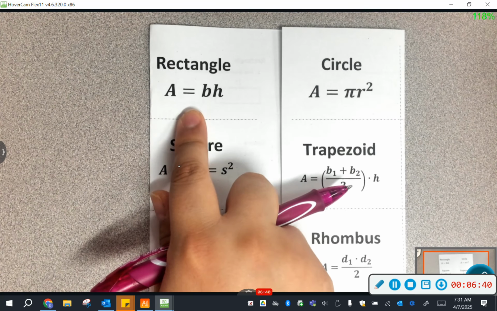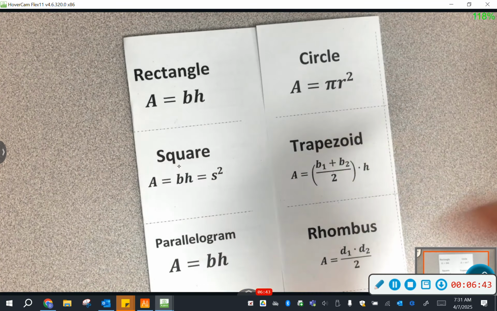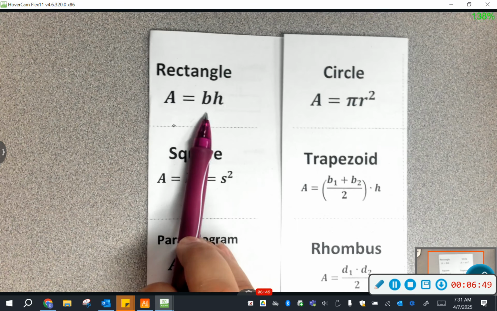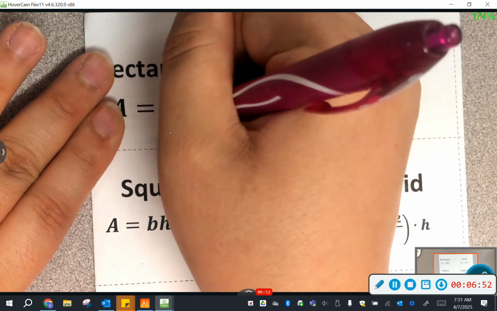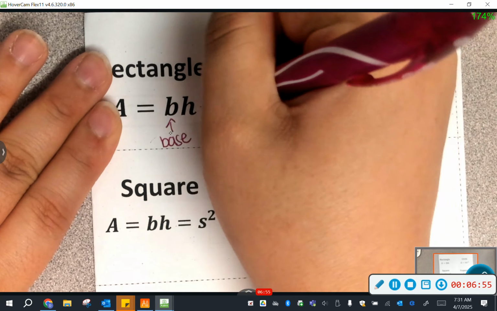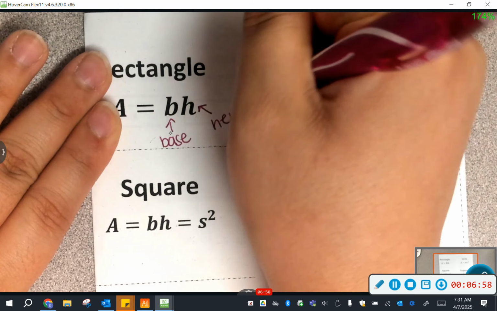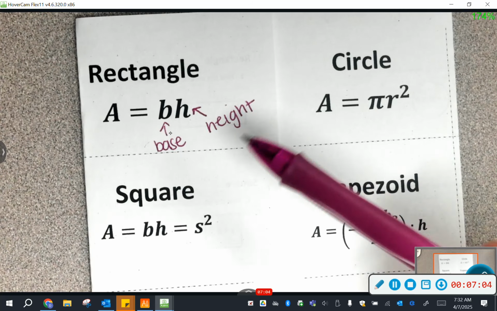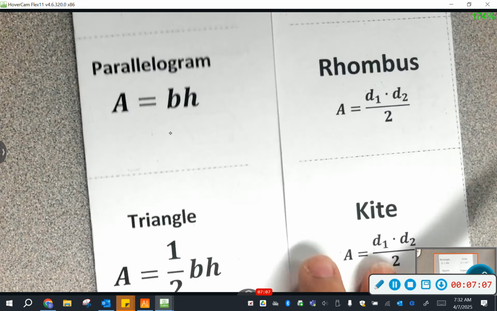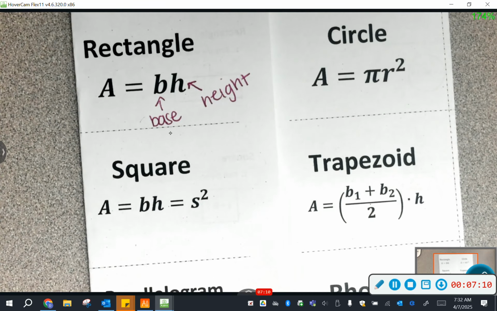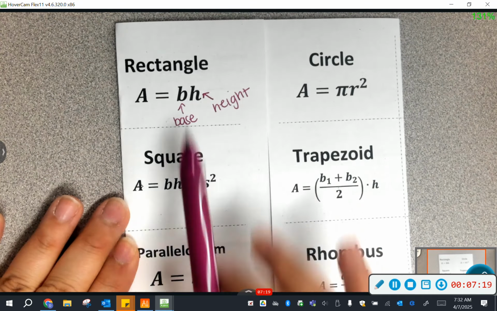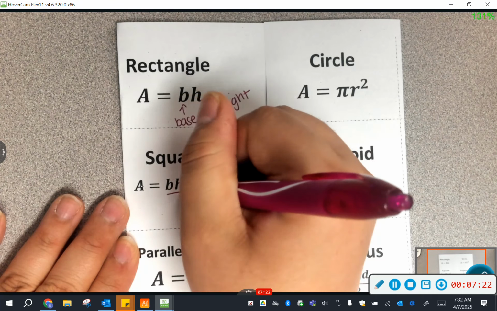So we actually already talked about a rectangle. By the way, anytime you see big A, that means area. What does the little b stand for? It stands for base. And what does H stand for? Height. As you look over here, you probably notice this whole entire row is B's and H's, right? All of them are bases and heights. So a rectangle, a square, and a parallelogram are all base times height. Base times height.